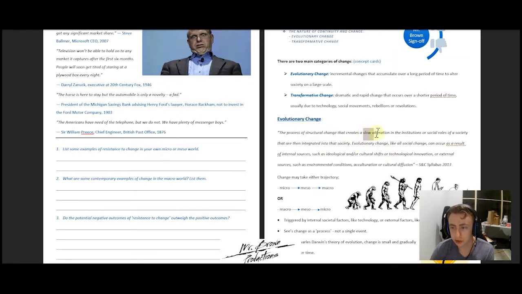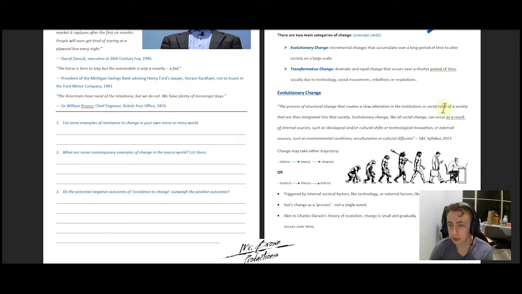So it's a slow alteration in the institutions. The institutions, or social institutions, being things like government and education, for example, or social roles of society that are then integrated into society. As I mentioned before, the social roles that women are playing have diversified over the last 50, 60 years due to evolutionary change and the value of women. So like all social change, it can occur as a result of internal sources.